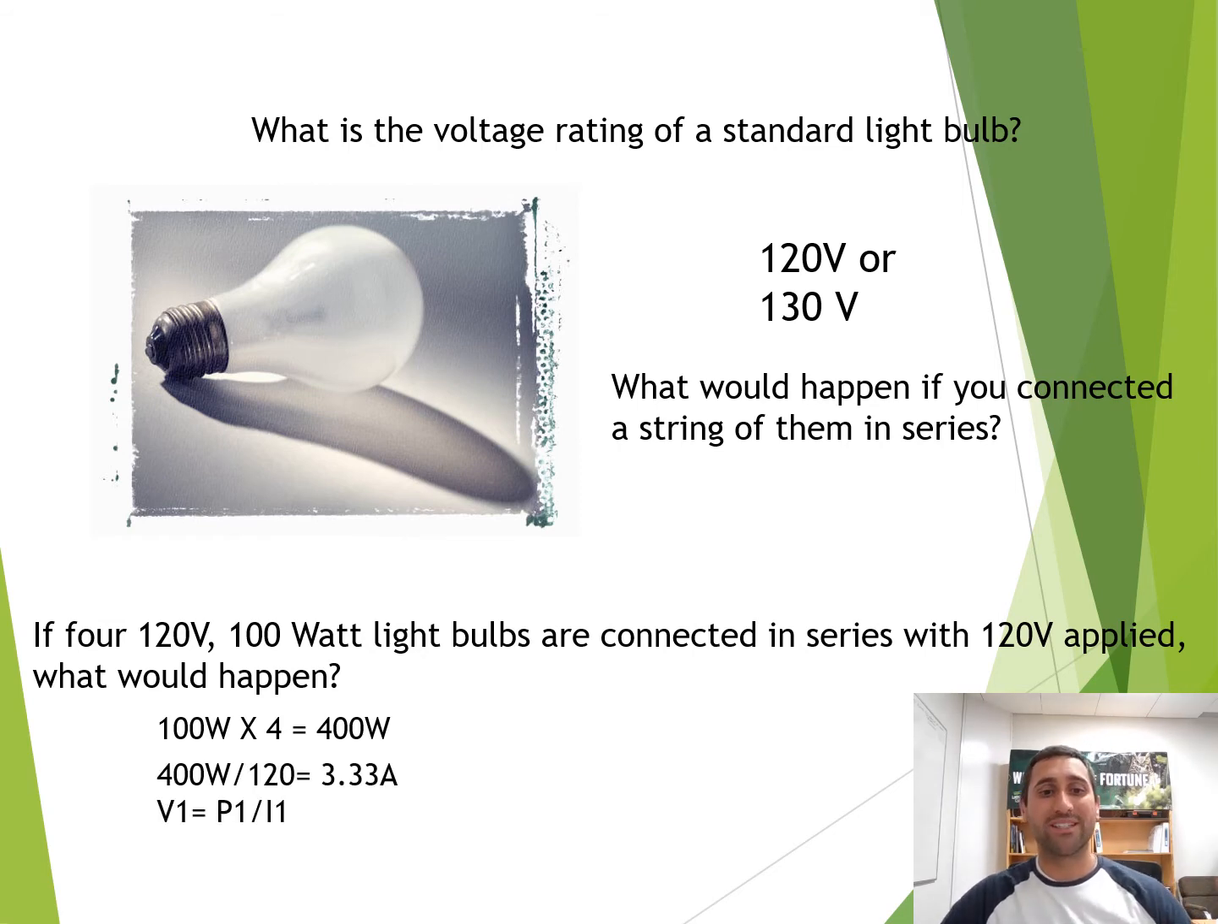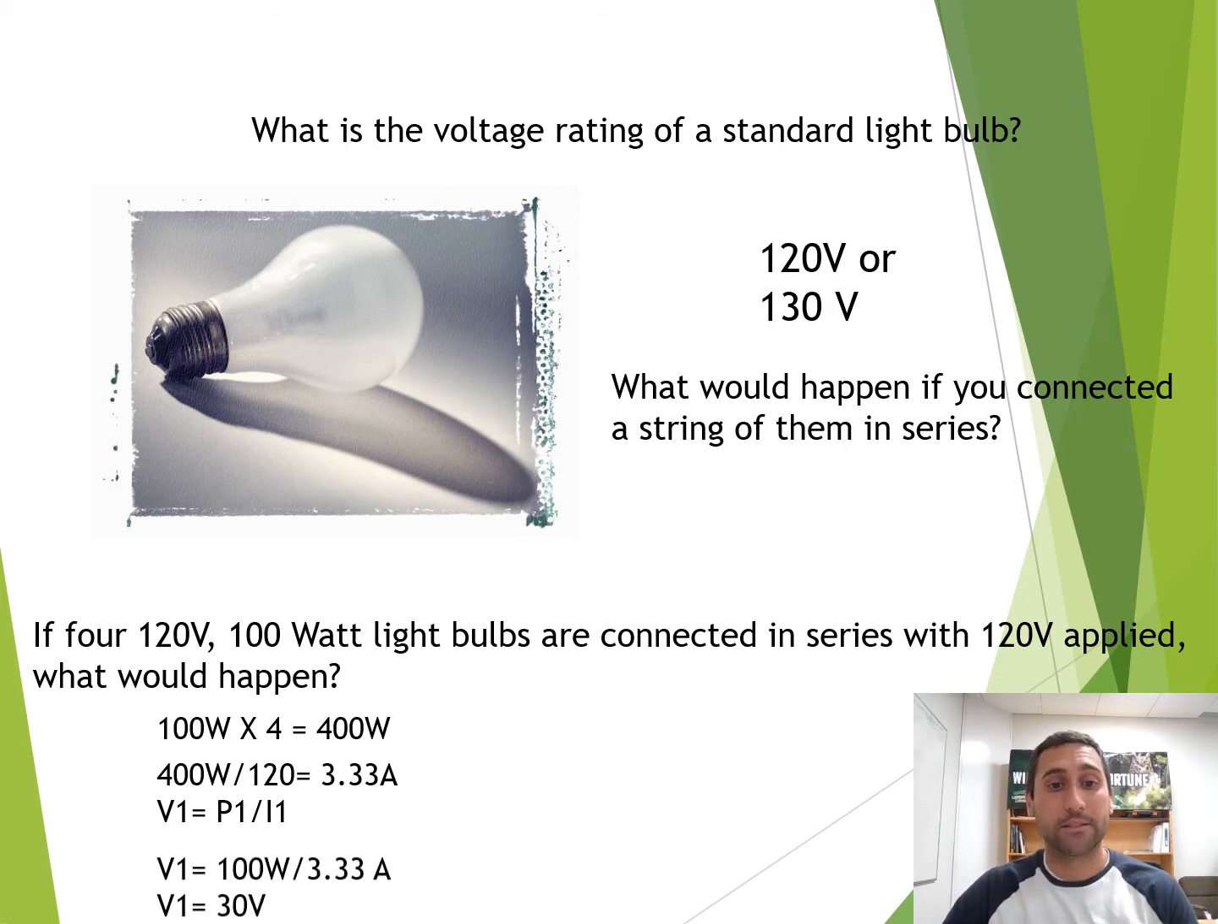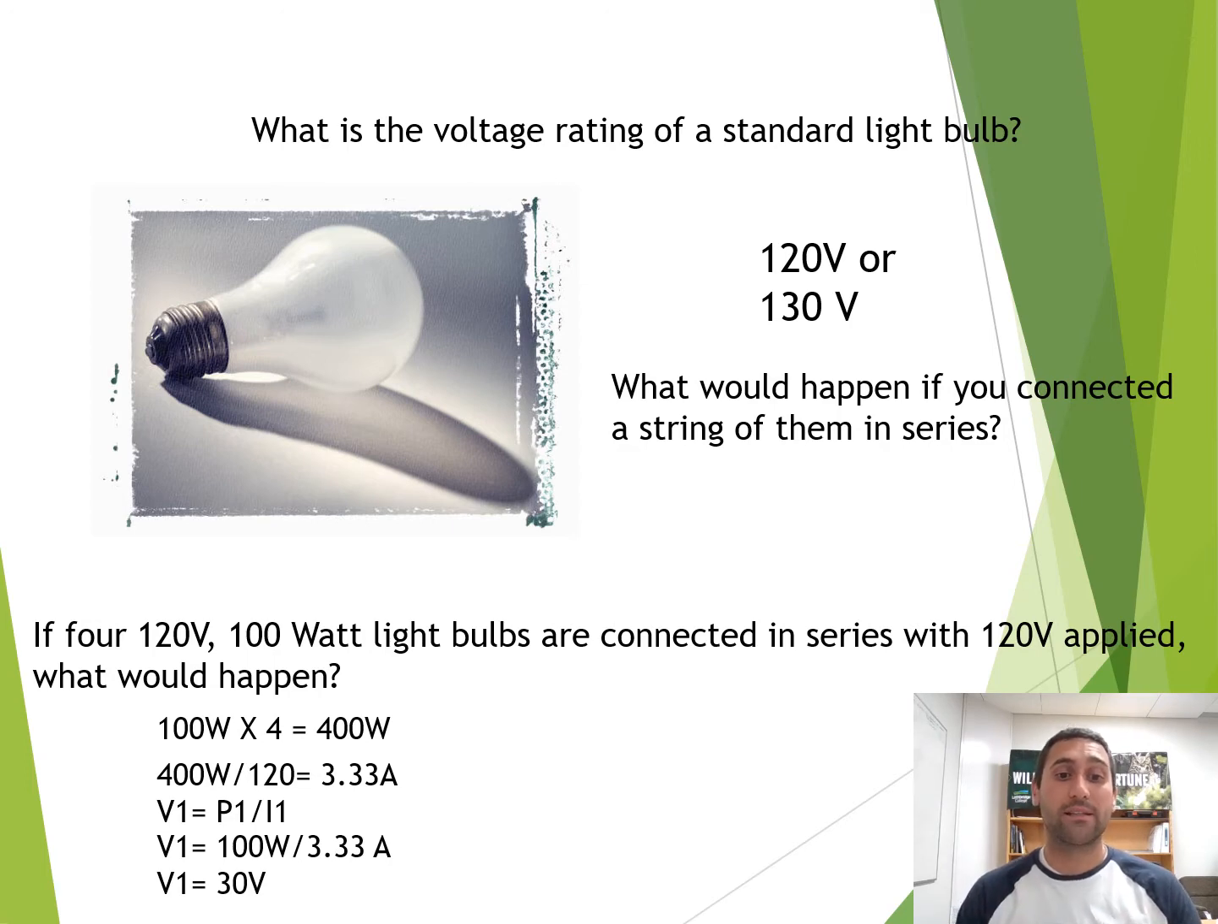We take our total power and divide that by our total or applied voltage, and we get our total current. Now remember, in series, that total current is going to equal the current through each one of those loads. So the voltage of, for example, bulb 1 is going to equal the power of bulb 1 divided by that current, which will be 100 watts divided by 3.3. And check it out, 30 volts. That thing is going to be dim.